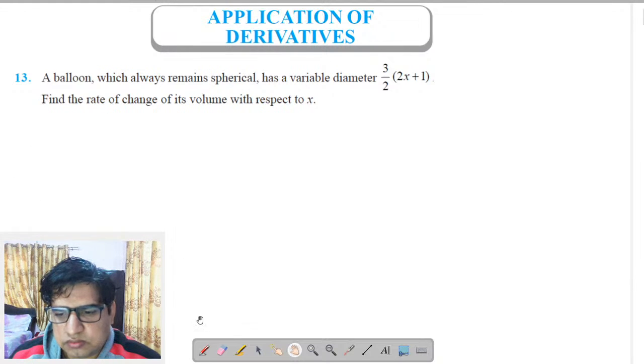See what this is: a balloon which always remains spherical has a variable diameter 3 by 2 (2x plus 1).